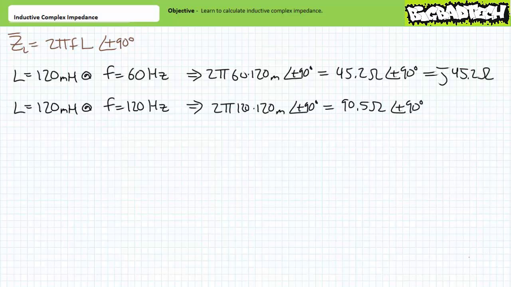If we do the calculations, we find our hypothesis to be true. Substituting in the given values at 120 Hz, we find the magnitude of the inductive complex impedance has increased to roughly 90.5 ohms, double our earlier magnitude, yet the angle remains fixed at positive 90 degrees. Increasing frequency increased inductive complex impedance. I'll return to this point in a moment.